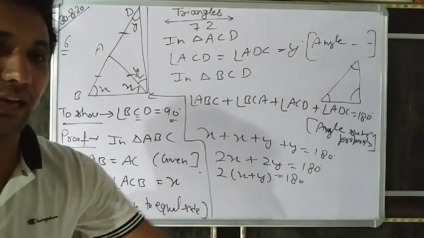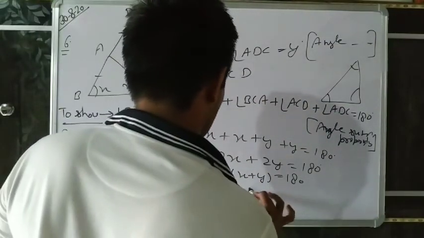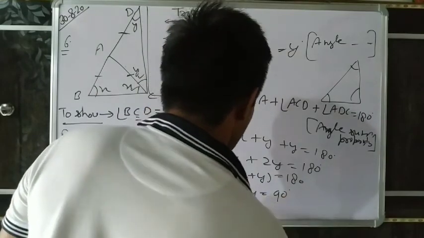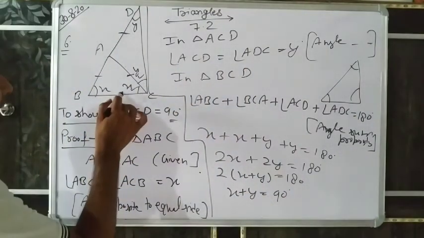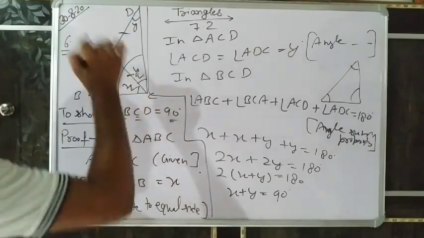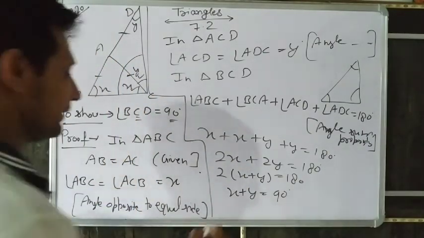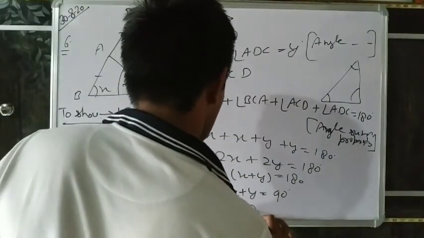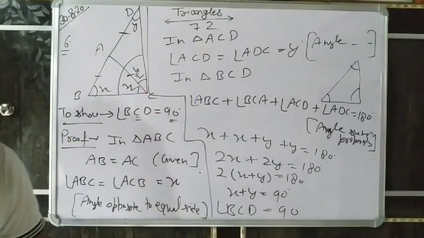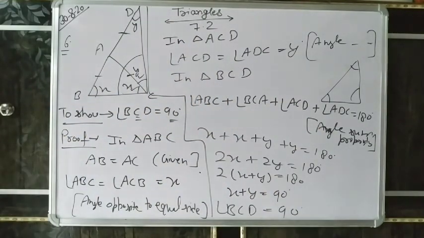Divide the other side by 2. So X plus Y equals 90 degrees. It means X plus Y, this angle, is 90 degrees. X plus Y means angle BCD equals 90 degrees. Understand it? So note it down, everyone. So this was the sixth question.